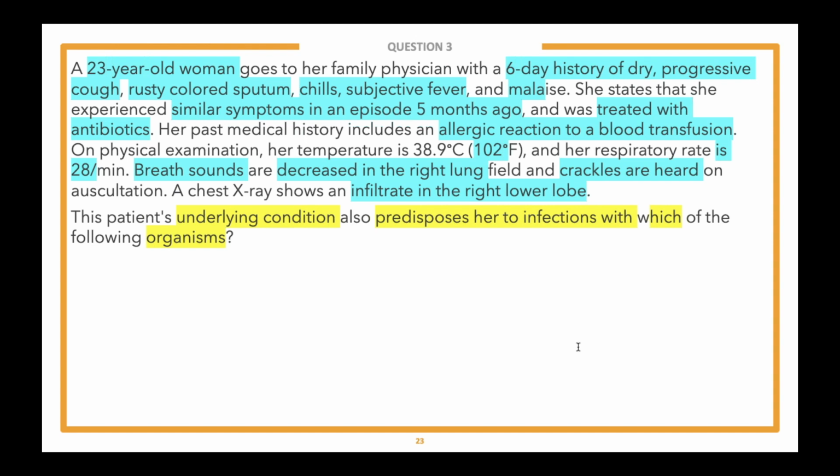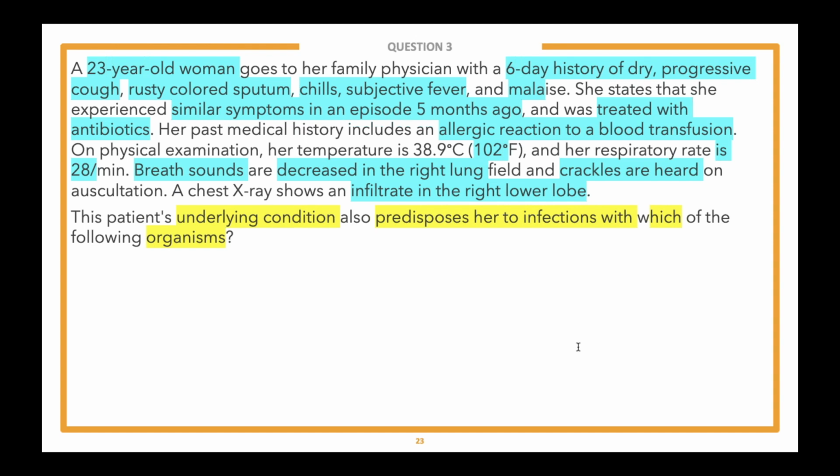So in the lead-in, this is asking us, what is she predisposed to? This underlying condition predisposes her to infections with which bug? So how many steps is this question? Well, one, I think we need to figure out what this underlying condition they're speaking of is. Two, based off that, what does that predispose her to? What infections is she predisposed to based on that condition? So probably another two-step question here.